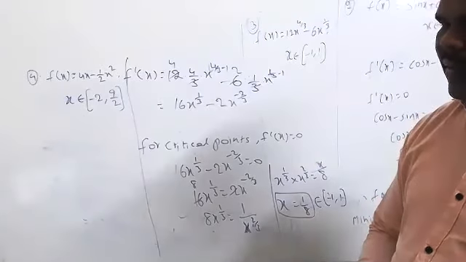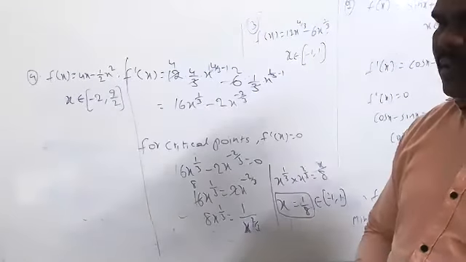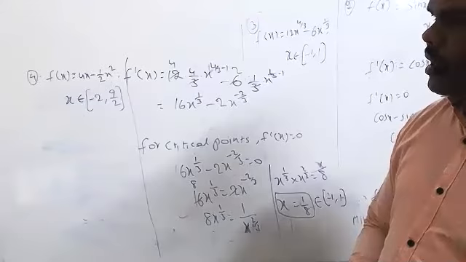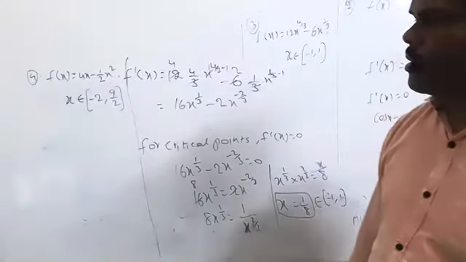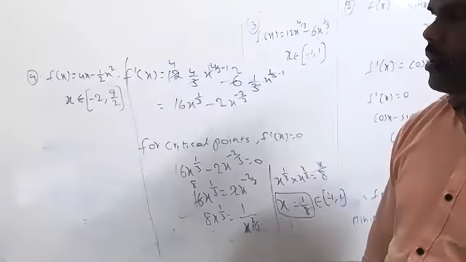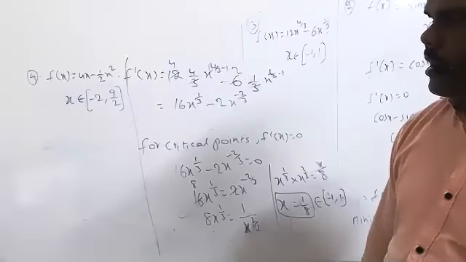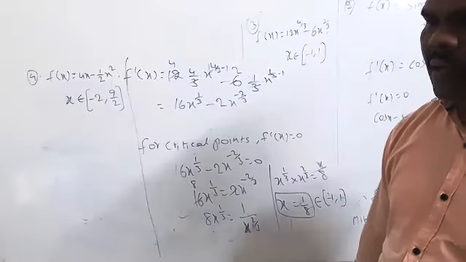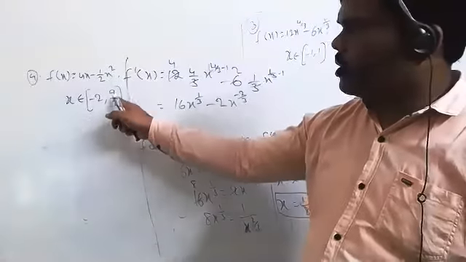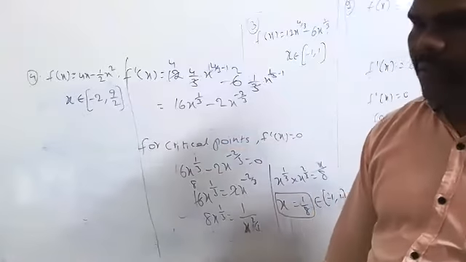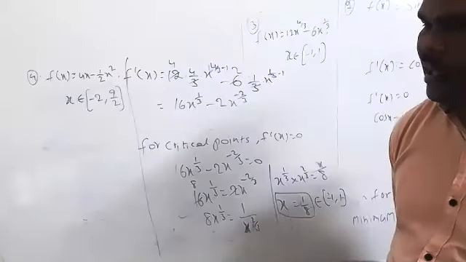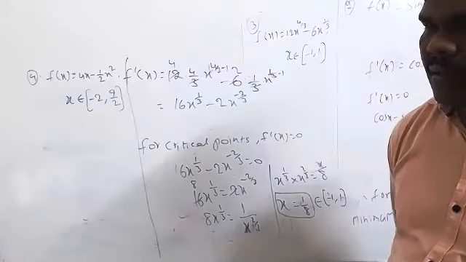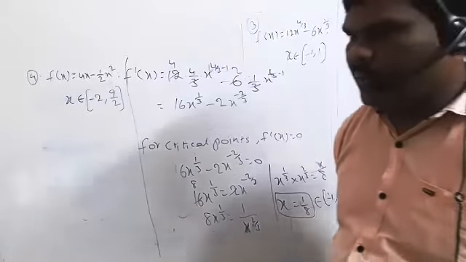I'll solve it on the board. It's very easy. Just take the differentiation. When you differentiate this function, we clearly get 4 minus x, so x equals 4. x equals 4 clearly lies between -2 and 9 by 2, because 9 by 2 equals 4.5. Then you can find it with the same procedure.